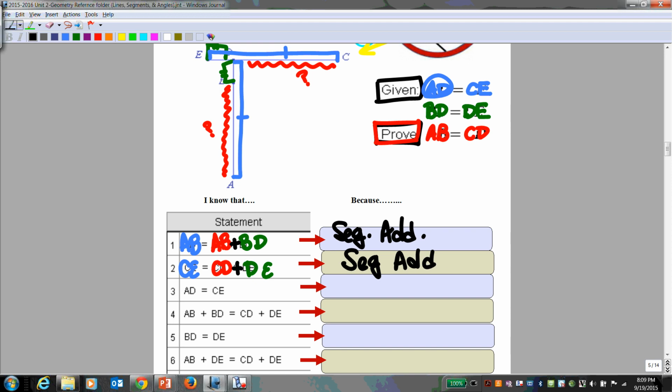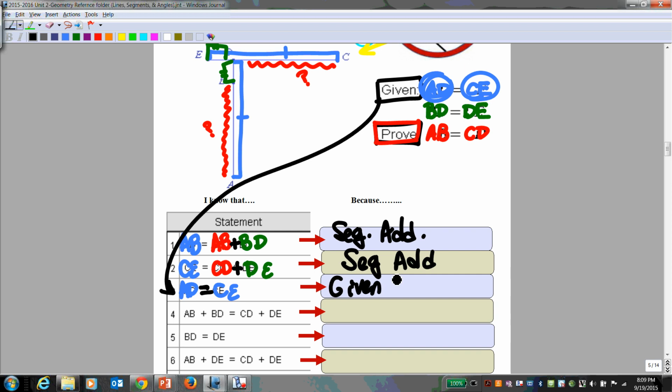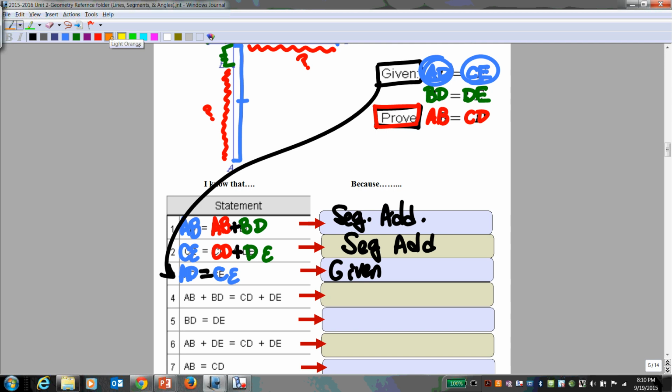This is where observation is incredibly helpful. That's why we did that little game earlier. We know AD and CE, watch your colors, that's the blue, are equal. Why do we know that? It's simply given information. Now, this is where it gets interesting, and this is where you really have to use your observation skills. Ready? I'd like you to box this, please. Box it. I'm going to pause, and I want you to look up and find that exact same expression and box it. I'm going to pause for 5 seconds.